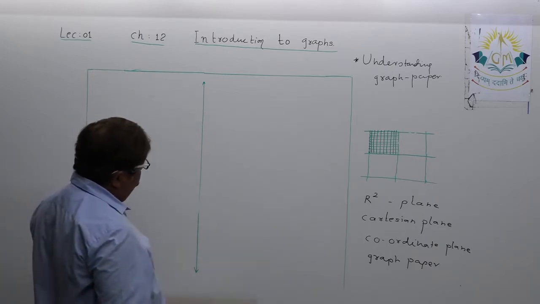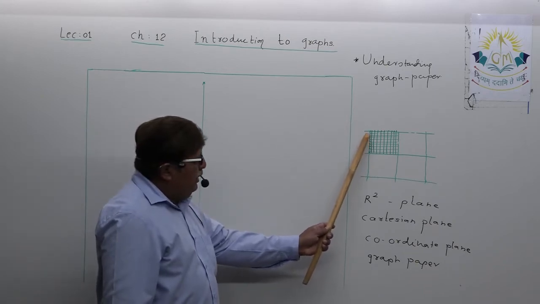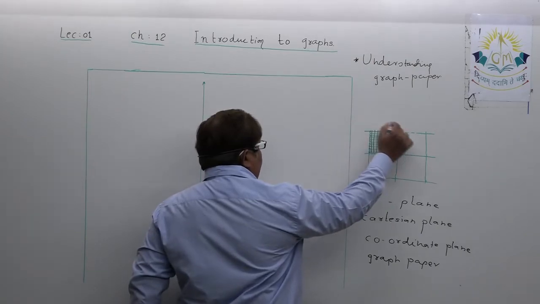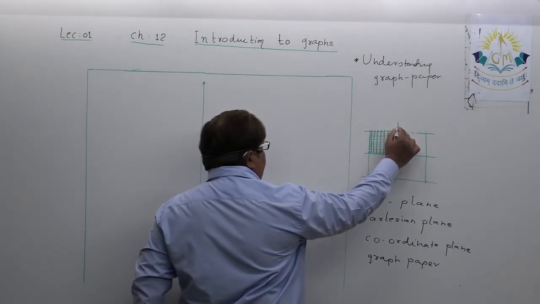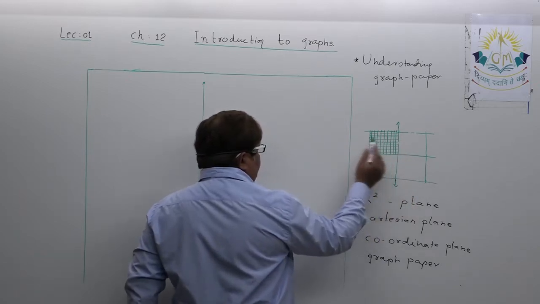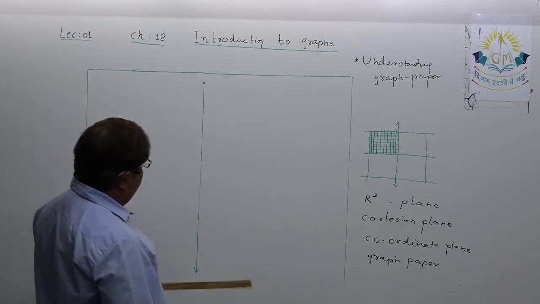So this is one vertical line. This line has to align with this line, dear student. Please concentrate. Suppose you are drawing the line, so it has to be this way. This is the correct way. Don't align with these inner lines. Okay. So we have drawn.